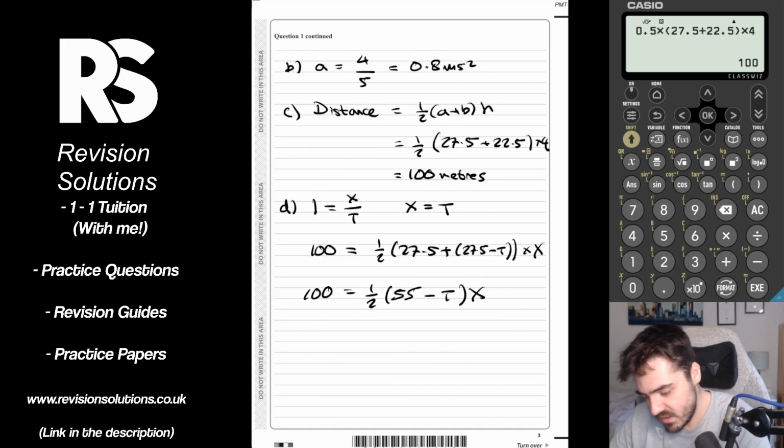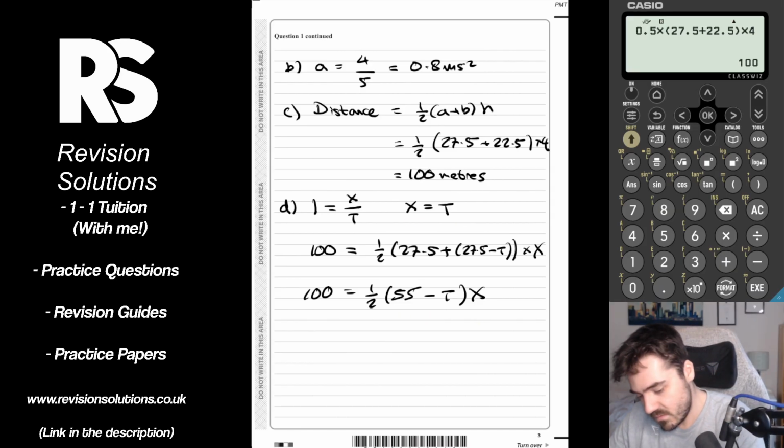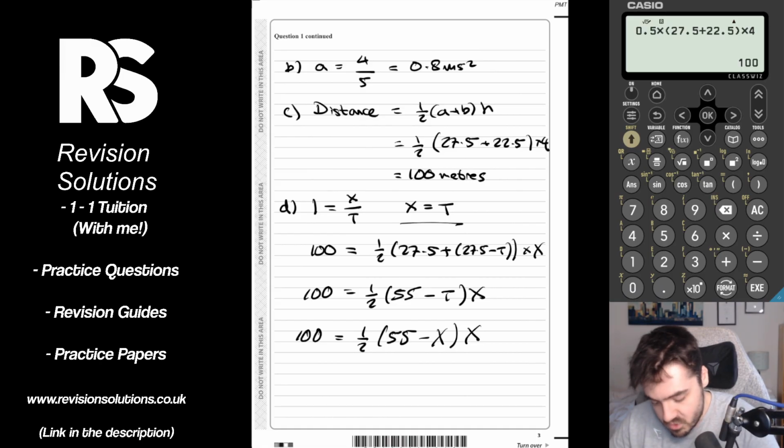So now we have 2 equations with 2 variables, which means we can solve simultaneously. We're after x, so let's substitute out t for x in our second equation. Then we have 100 equals a half times 55 minus x, times x. This is going to be a quadratic when we expand, so let's expand it and bring it all to one side.